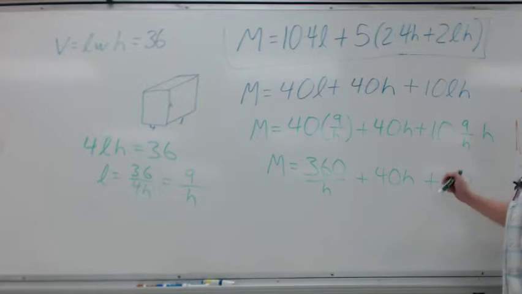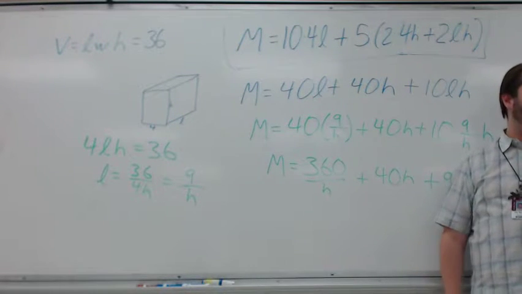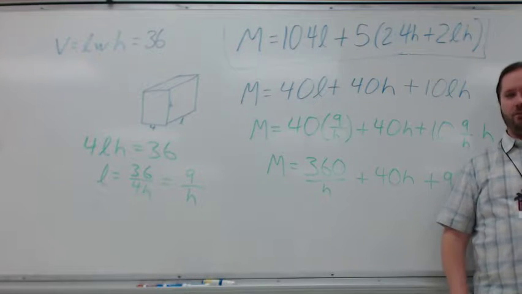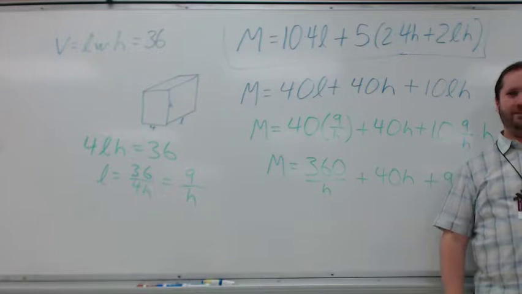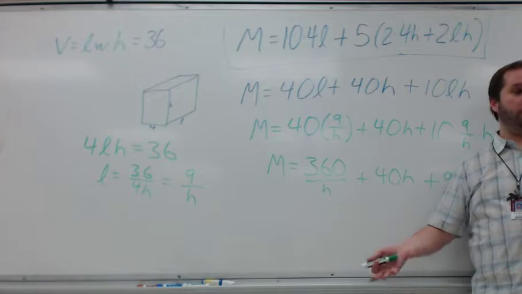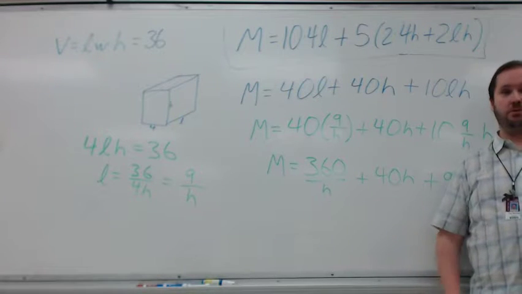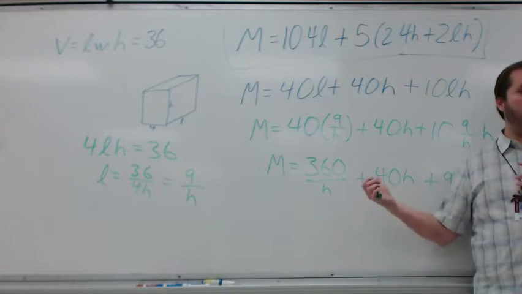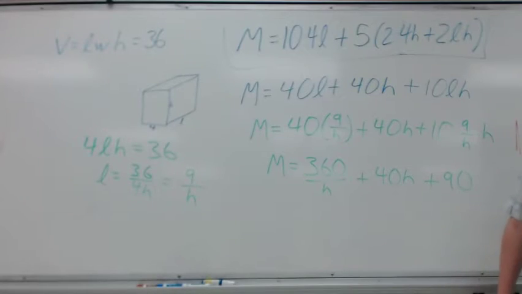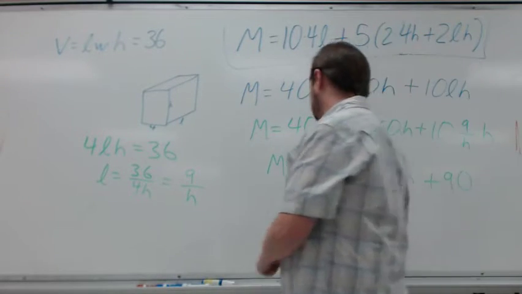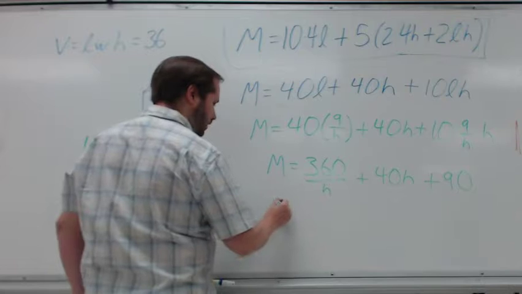Now what? Don't lose sight of the purpose of the problem. What's our goal with the money? Least expensive. So what are we looking for? Critical numbers, because we need to minimize this. When does this hit its minimum? All right, let's take the derivative. Oh, this is such a great problem.